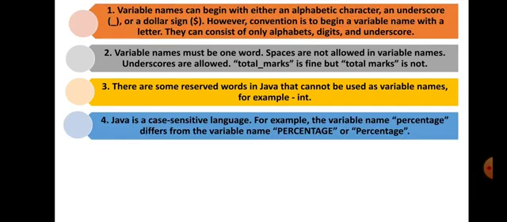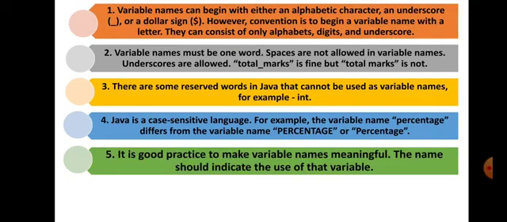Number 4, Java is a case sensitive language. For example, the variable name percentage differs from the variable name with all capital letters, or with the first letter capital. So percentage in lowercase is different from percentage in uppercase or sentence case. So Java is a case sensitive language. But what is Java? Java is a platform independent language, which is very, very important. And the fifth point is, it is good practice to make variable names meaningful. The name should indicate the use of that particular variable.